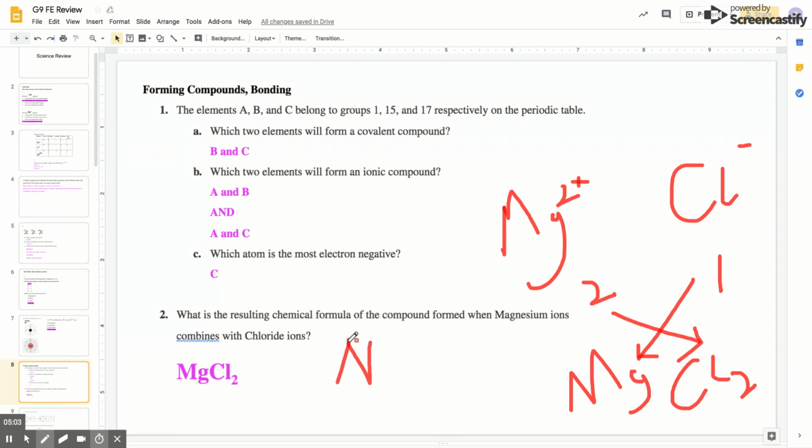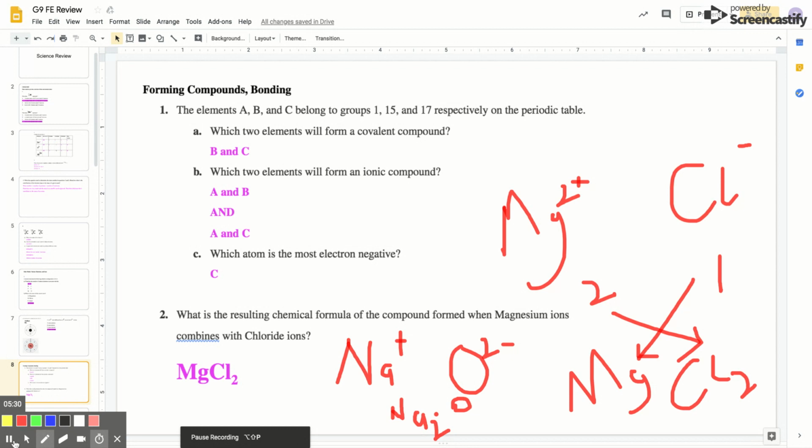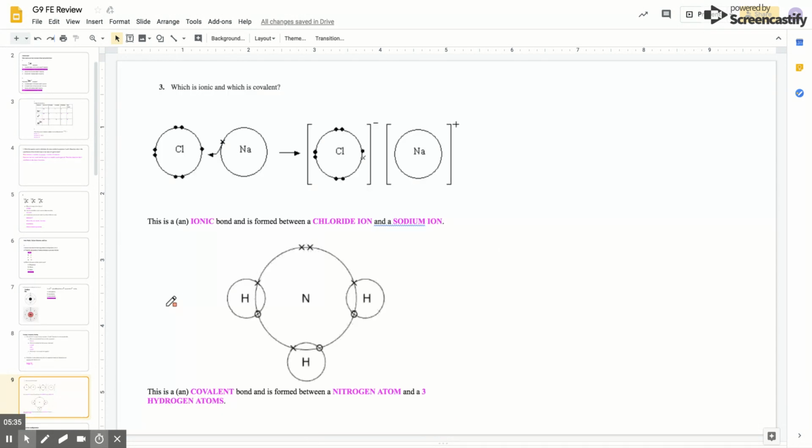A different example would be sodium combining with oxygen, for example. So sodium has a 1 plus, right? And oxygen has a 2 minus. The same thing happens, right? You combine, the 2 is going to go to the sodium and the 1 is going to go to the oxygen. So you're going to end up with Na2O, right? So that will be the final answer to this question. And that's it for forming compounds for now in that slide.